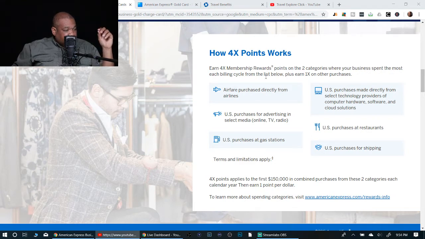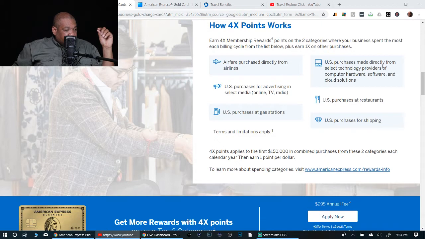And let's see, each billing cycle for list plus 1 times points on all of the purchases. Okay, U.S. purchases made directly from select technology providers of computers, hardware, software, and cloud solutions. So you can get 4 times points on that if that's your category. And U.S. purchases for advertising and select media, online, TV, radio. So you can get 4 times points on that if that's your category. And then U.S. purchases at gas stations. That would be a huge one for me, and if I had this card, that's one I would use.